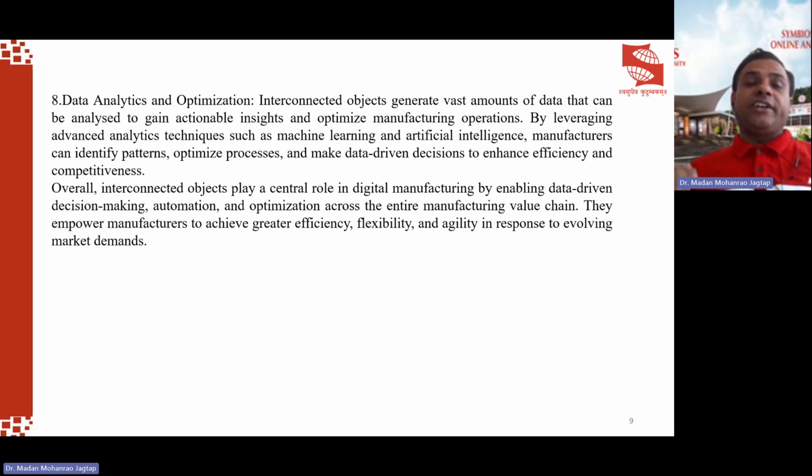So overall, interconnected objects play a central role in digital manufacturing by enabling data-driven decision making, automation and optimization across the entire manufacturing value chain. They empower manufacturers to achieve greater efficiency, flexibility and agility in response to evolving market demands.